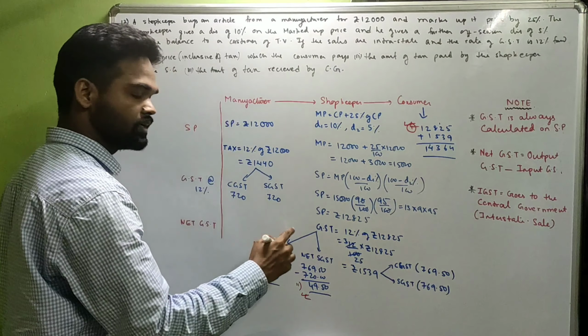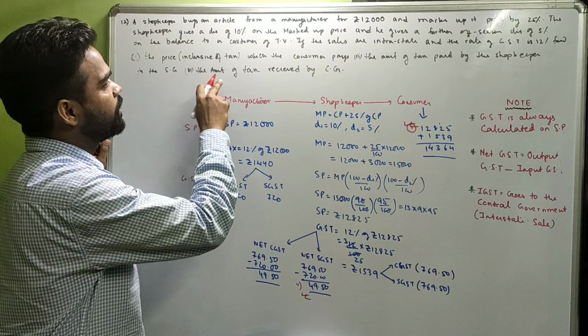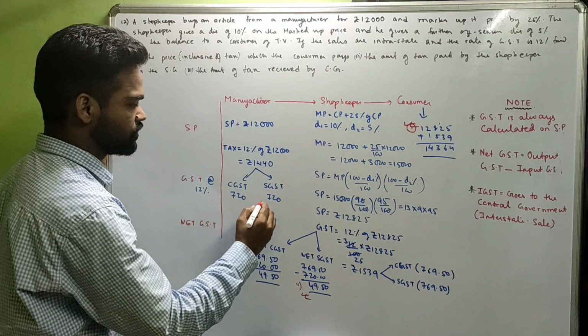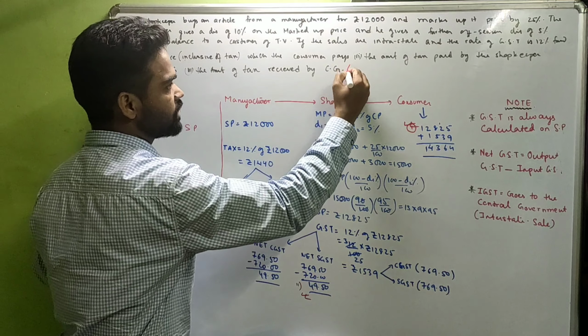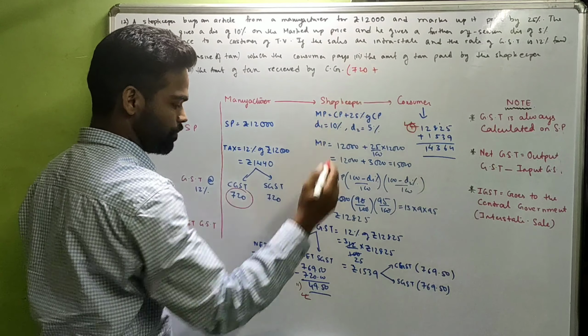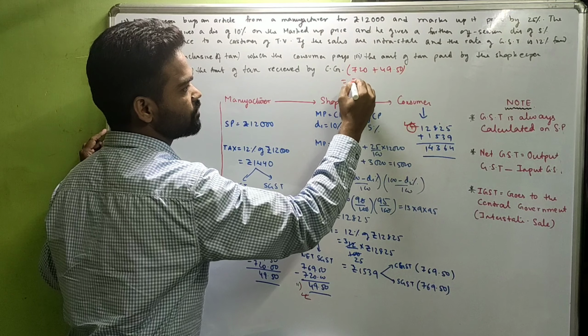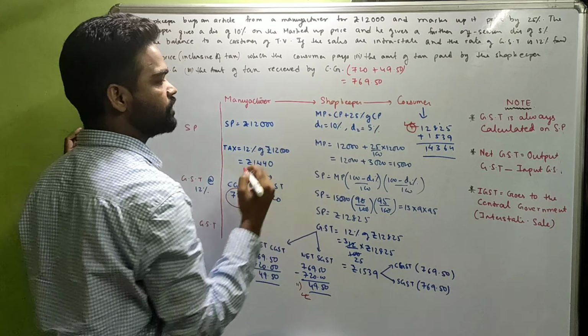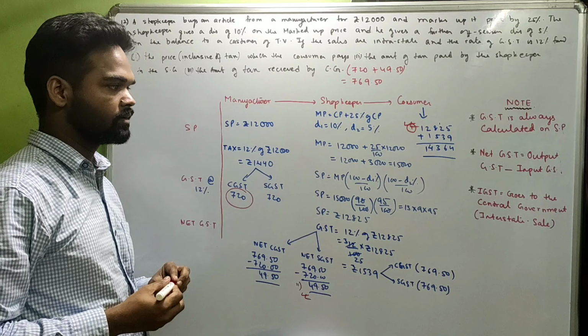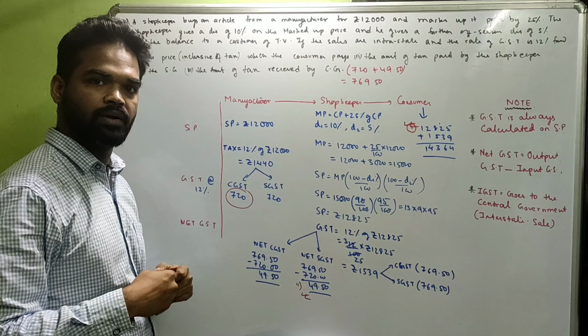The amount of tax paid by the shopkeeper to the state government, which is nothing but this, part 2, the net SGST, and the amount of tax received by the central government. So the central government receives 720 plus 49.50, which is 769.50. Done. Now let us look at the next sum.